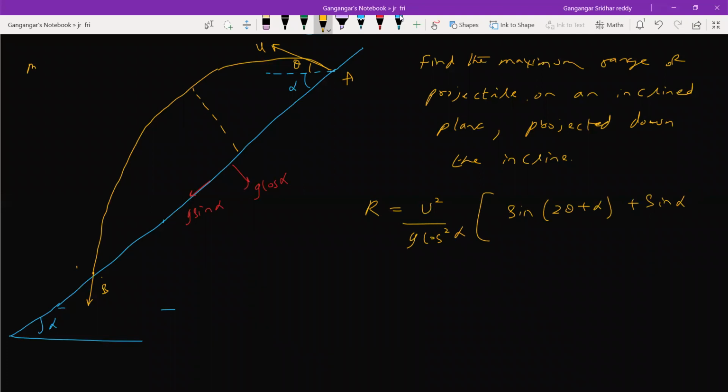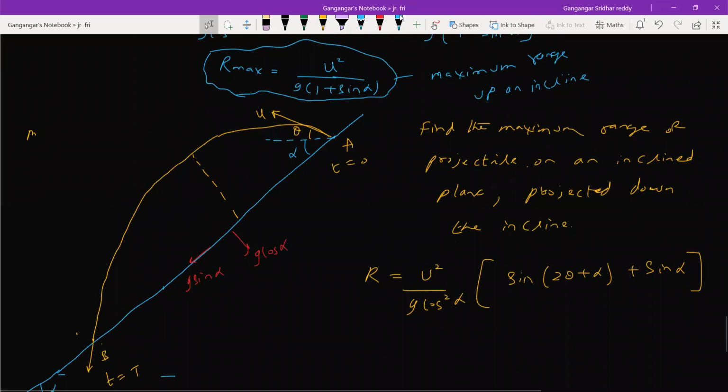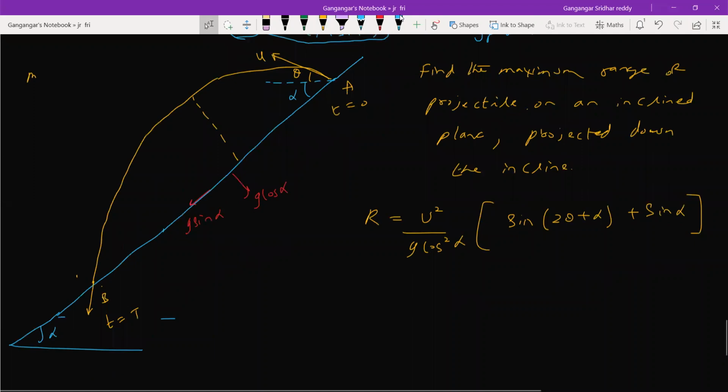Let me directly start from here. The same similar procedure that we did: resolve velocity, u cos theta plus alpha, u sine theta plus alpha, then get the time of flight first. At t equals 0, it is projected here. After some time, it will be here. Similar to what we did earlier, the same approach is what I'm going to develop here.